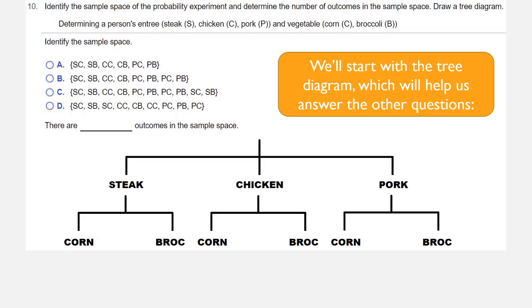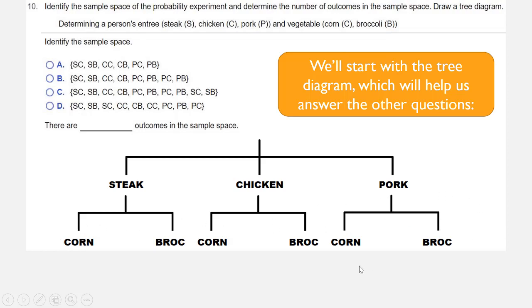Now, when you're reading a tree diagram, what you're really doing is starting at the top and trying to make your way down to the bottom in all different possible ways. So if we start at the top, the person could choose steak, then corn, that's one outcome. Steak, then broccoli is a second outcome. Chicken, then corn is an outcome. Chicken, then broccoli. Or pork, then corn. Or pork, then broccoli.